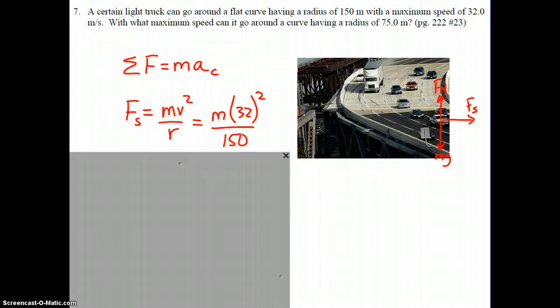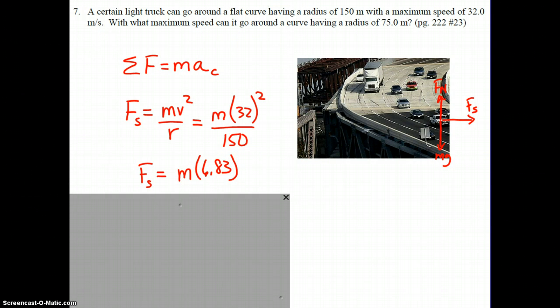We have m times 32 squared over 150, and what we get is an expression for our friction in terms of the mass. 32 squared divided by 150 is 6.83. So the static friction is m times 6.83. The reason we're doing this is because that same friction, if it's the maximum value, is the same friction that's applying the centripetal force in the next set of circumstances, where we reduce the radius of the circular path to 75 meters.